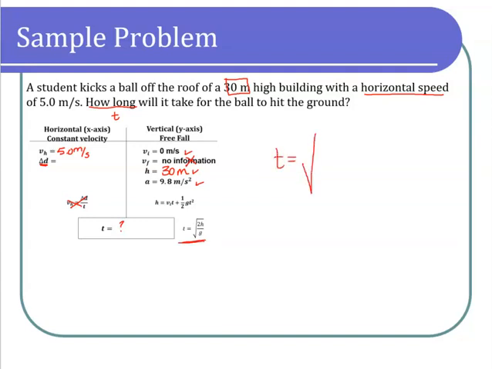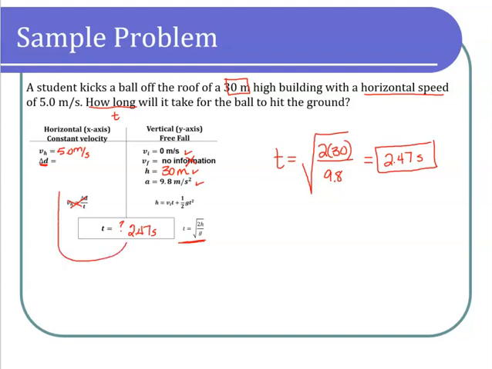So time is equal to the square root of 2 times our height of 30 meters divided by our acceleration due to gravity of 9.8. If I do that calculation, I'm going to get 2.47 seconds. So the ball is going to fall in 2.47 seconds. That's how long it's going to take to hit the ground. Now that I know this is 2.47 seconds, I could use it to find out how far from the base of the building it's going to fall.